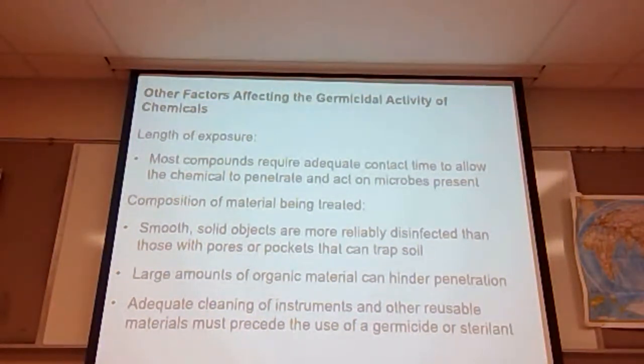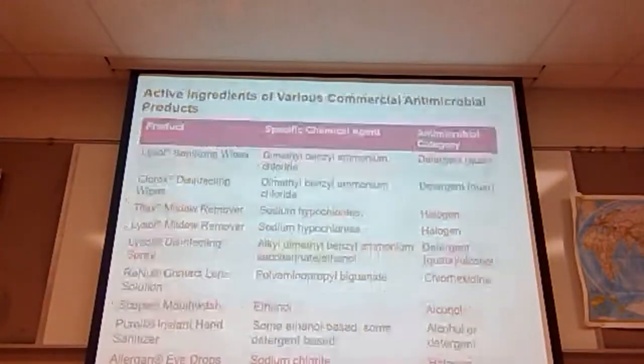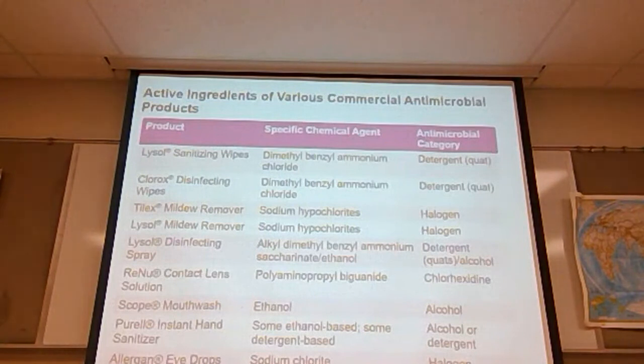Large amounts of organic material can hinder penetration, and adequate cleaning of instruments and other reusable materials must precede the use of a germicide or a sterilant. In other words, if you're going to use particular items, you should clean them first before you apply the germicide or the sterilant. Again, some common items that we use, the specific agent that is found in them, and the antimicrobial category they fall under.